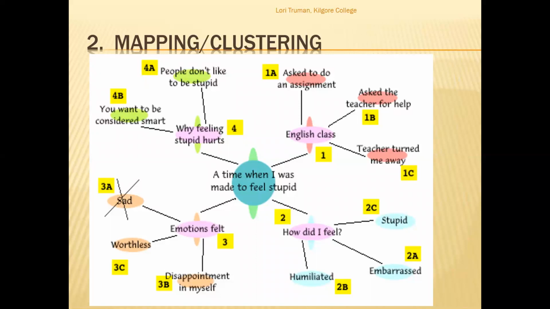The second type of pre-writing is mapping and clustering. This may be for you visual learners who like to draw or to look at things spatially. Start with a topic and then branch off of it into what comes to your mind as you're trying to generate ideas.